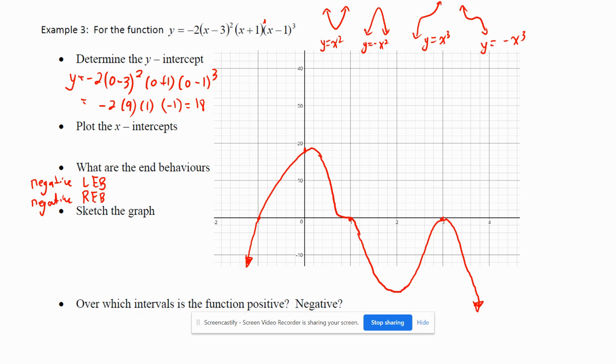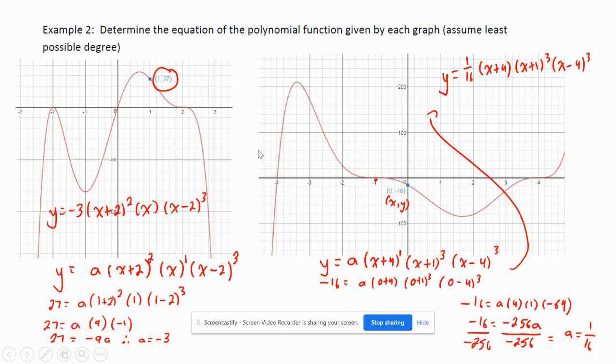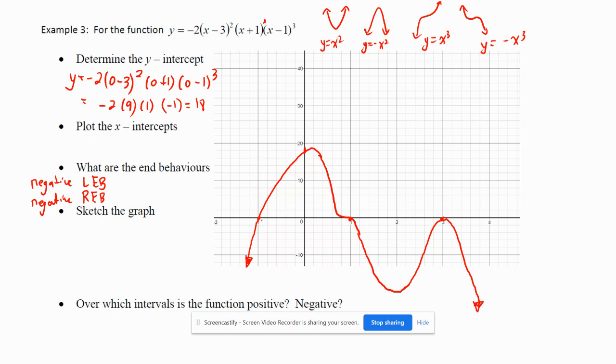The last bullet says, over which intervals is the function positive and negative? Okay, so where's it positive? It's going to be from here to here. The graph is positive, and that's really it. Okay, so f is positive on negative 1 to 1. Here's your interval over here.